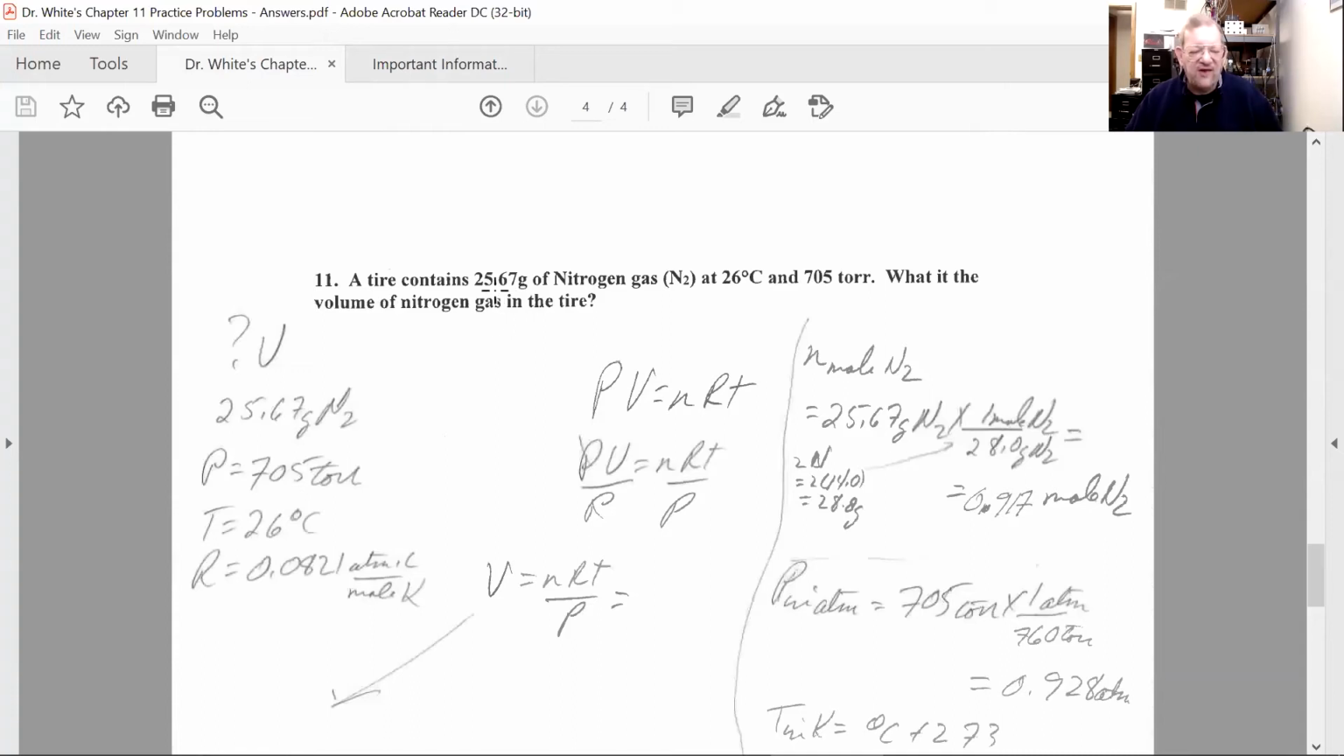If a tire contains 25.67 grams of nitrogen at 26 degrees C and 705 torr, what is the volume of the nitrogen gas in the tire?